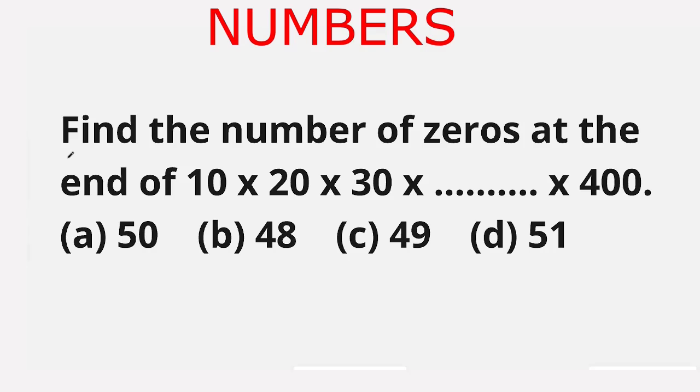Our question is, find the number of zeros at the end of 10 multiplied by 20 multiplied by 30 multiplied by, we go up to 400. And the given options are option A 50, option B 48, option C 49, option D 51.